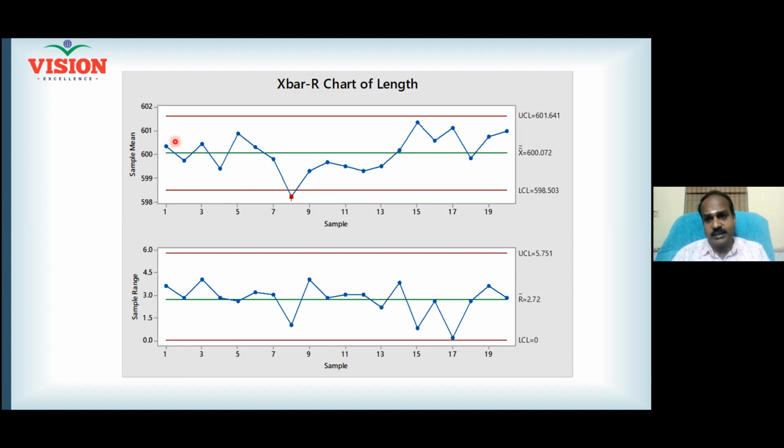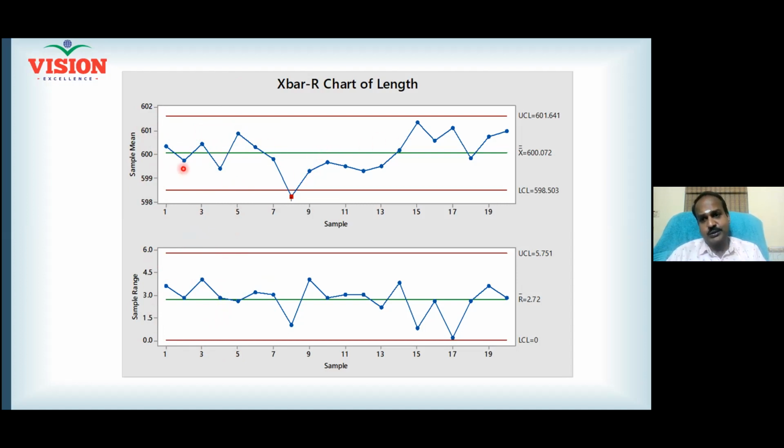And you can monitor the variation between the batches only when the variation within the batch is under control. If this is not under control, you should not plot the R chart. You should not plot the X bar chart. You must investigate, first of all, why the variation within the batch is out of control. Get it in control and then start monitoring the variation between the batches.